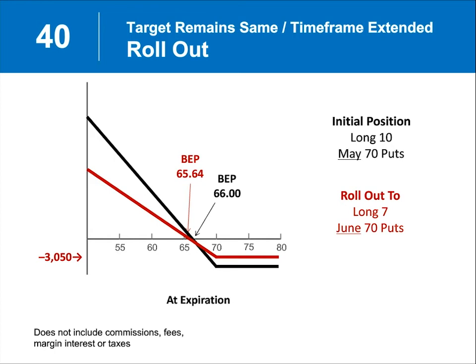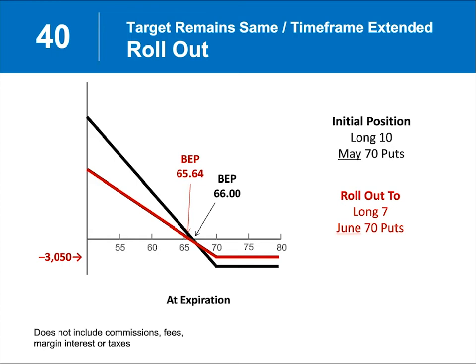We have a smaller total potential loss after the roll because we did this for a credit. To coincide with that, we have less leverage. The reason we got a credit in the first place was because we bought only 7 options. But that also reduced our leverage to the downside.